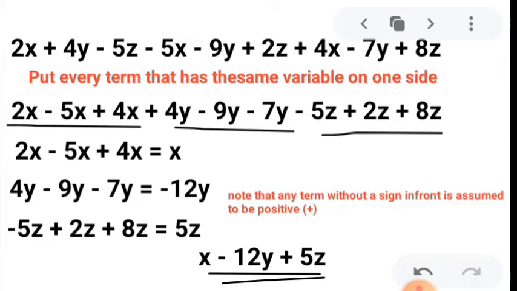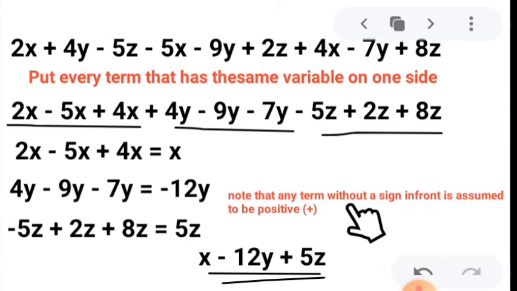Now we want to look at an expression that has like and unlike terms, and how to simplify it. First of all, we put every term that has the same variable on one side. For example, we have 2x and minus 5x and 4x, so we put them together. We also put 4y minus 9y minus 7 together, and we put minus 5z minus 2z plus 8z together. Because their variables are the same, we put them together. And when we simplify, we get x minus 12y and 5z.